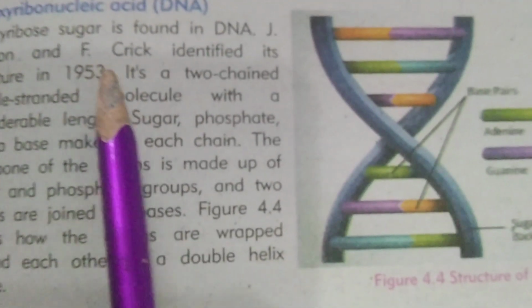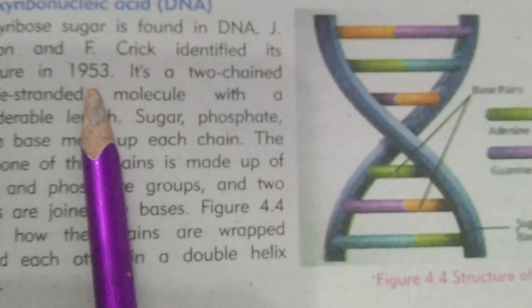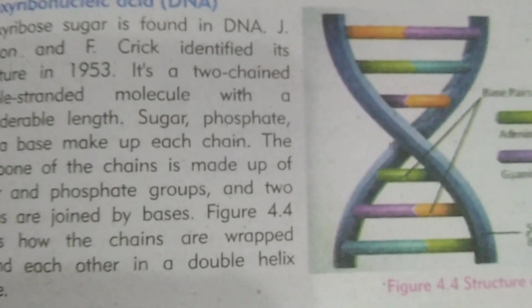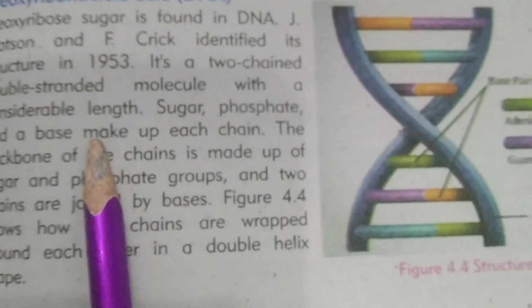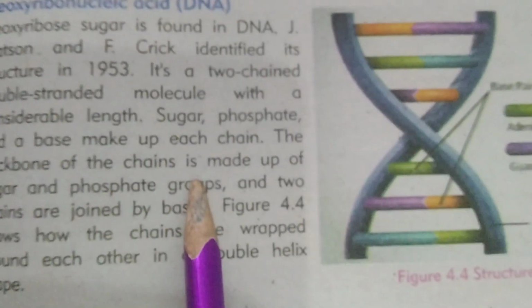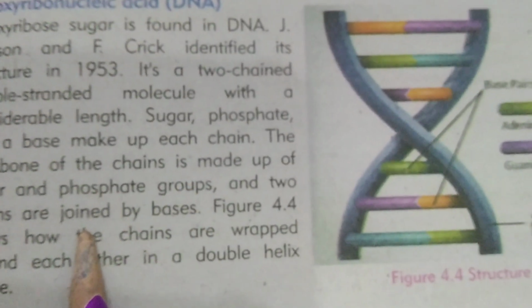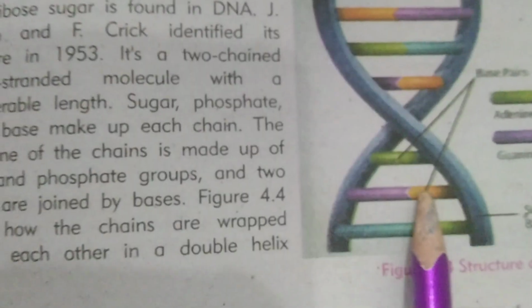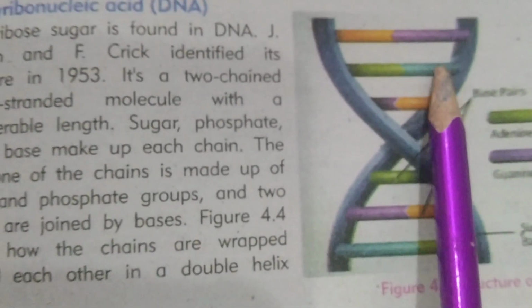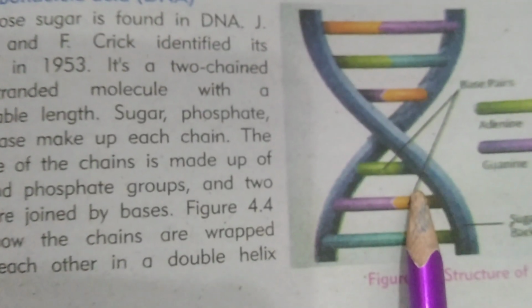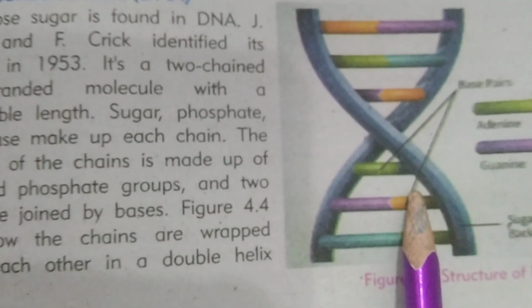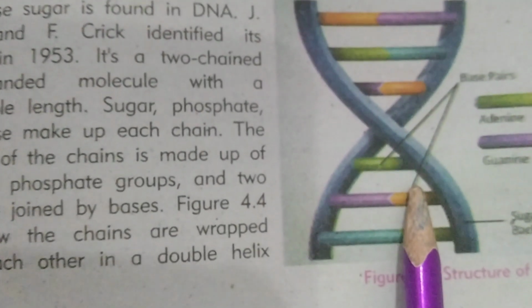J. Watson and F. Crick identified this structure in 1953; it is a two-chain, double-stranded molecule. What does it have? Sugar, phosphate, and nitrogenous base, all combined. It is simply two chains joined by bases, forming a double helix. The total length seems to be about 2 meters, which is present in a cell of only a few micrometers.